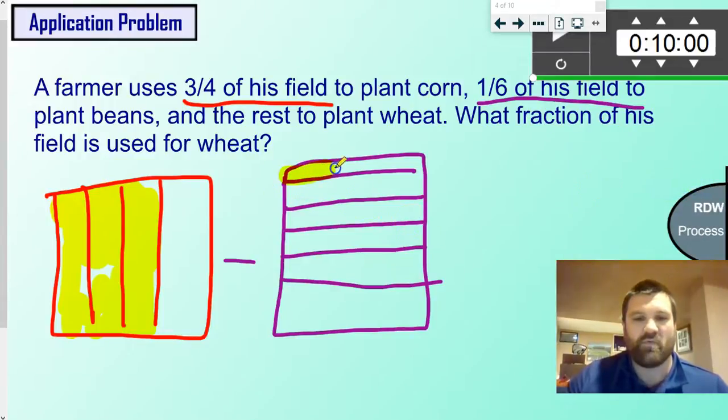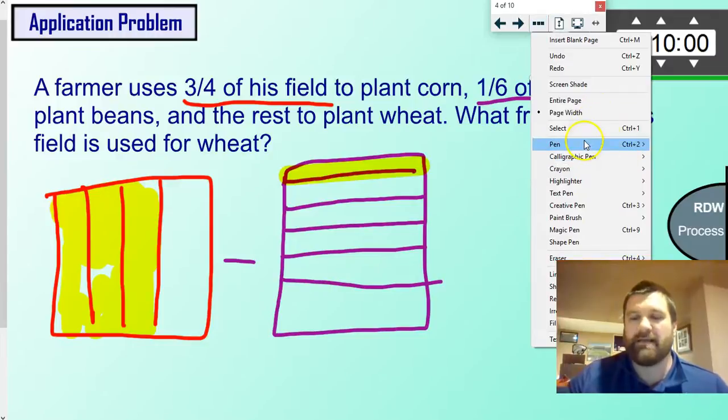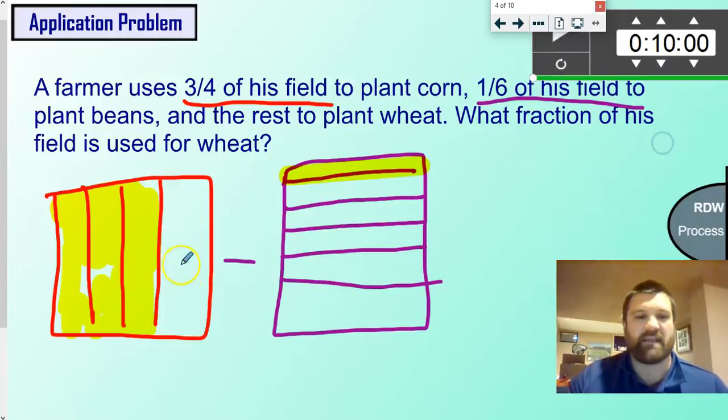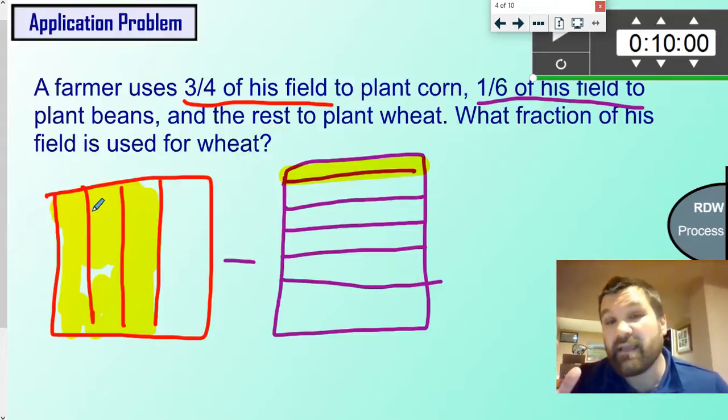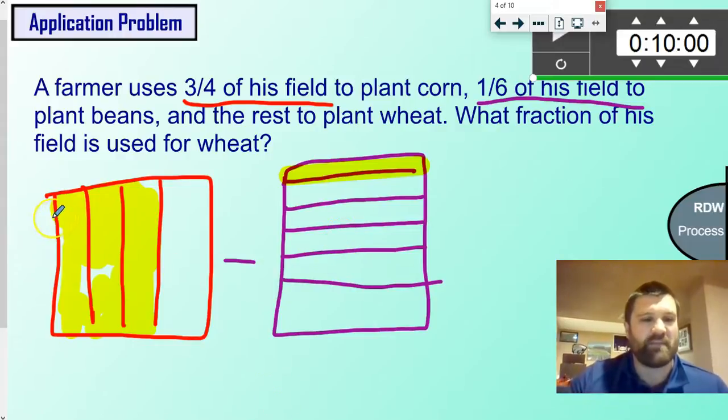And this is just 1/6. So now, we know that if we take 1/6 away from this field, we'll probably be right about here. We'll get our answer. But we can't just take a 6 away from it. We have to make them equal. Good job. So let's go ahead and make them equal. We're going to find the 1/6 of 3/4.